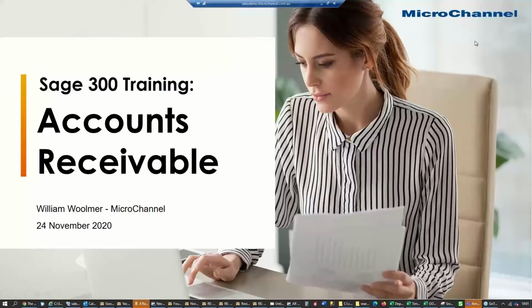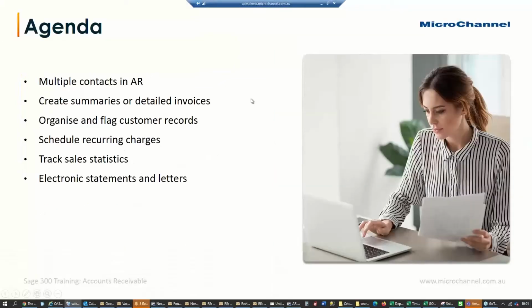Thank you, Amanda. Okay, so moving into it, the agenda today is to look at some core functions of Sage Accounts Receivable. So what we're looking at are these 6 areas. So what we'll do is go through each area, come back to here, and move to the next.